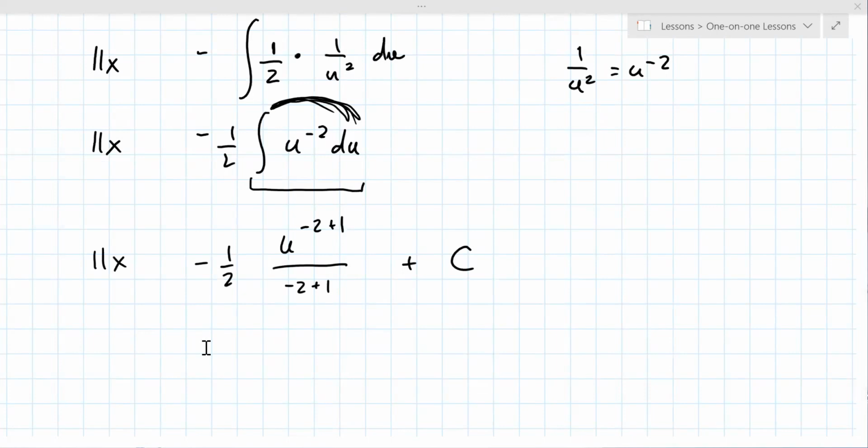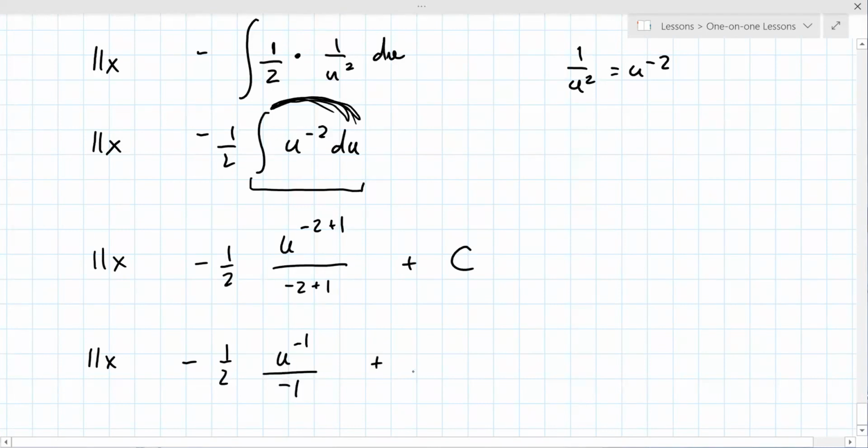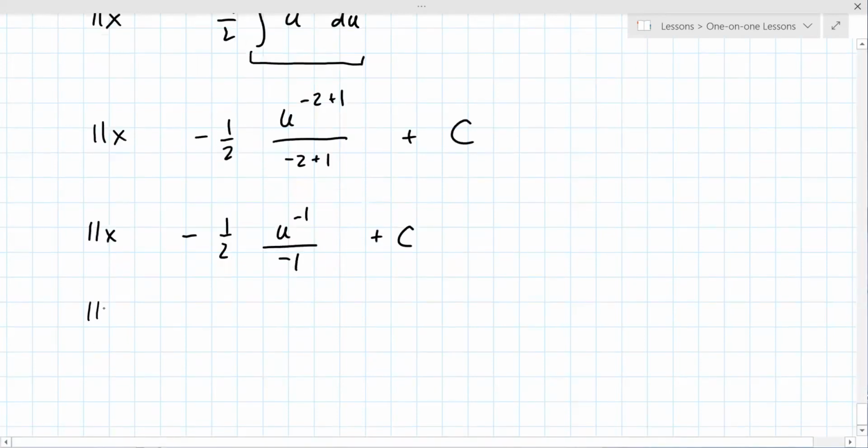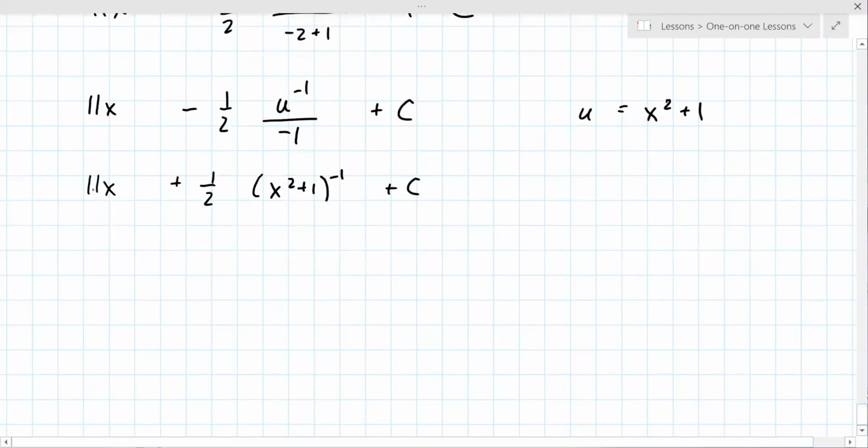Okay. So the next step here is to simplify: minus 1/2 u to the minus 1 over minus 1, plus c. That simplifies so that this negative 1 goes with the negative out in front. It goes 11x plus 1/2 u. U, if you recall, was x squared plus 1. So it becomes x squared plus 1 to the minus 1 power plus c. And this whole thing is your cost function. Your cost function is 11x plus 1/2 times 1 over x squared plus 1, plus c. We're not done, but that's how you find the cost function.